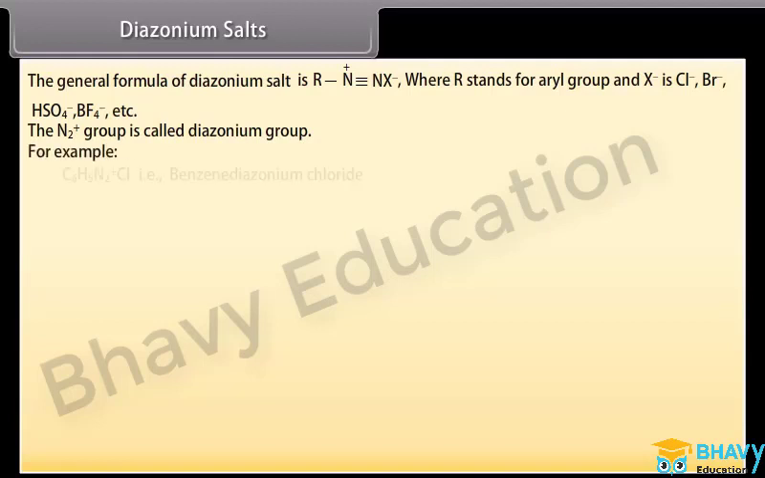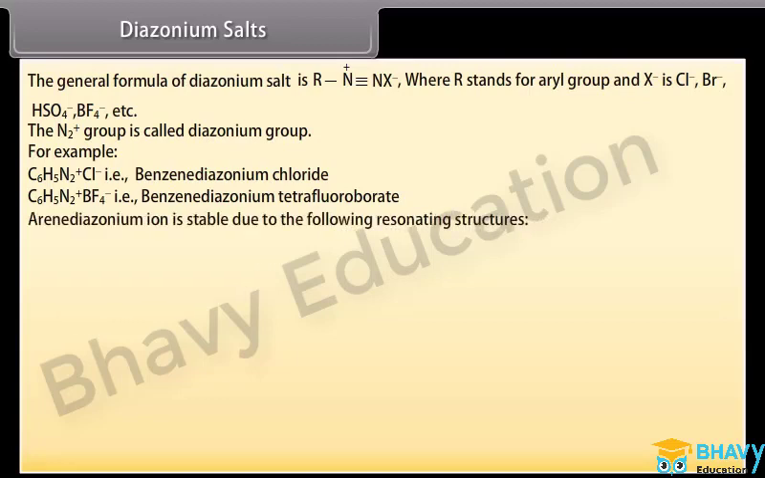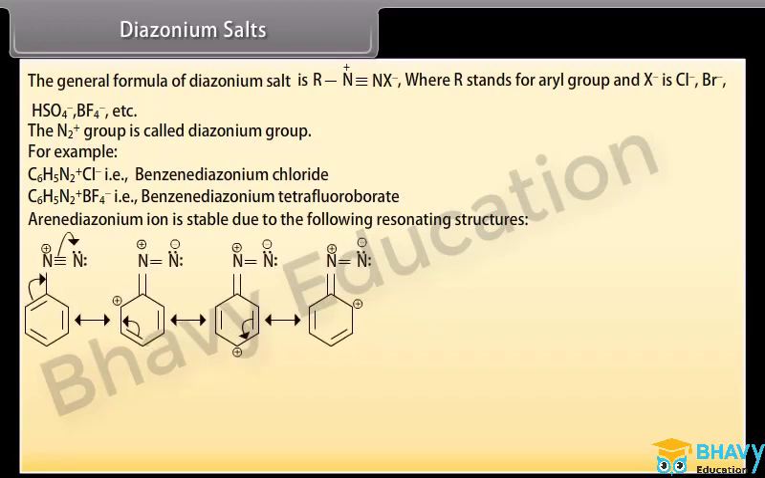For example, C6H5N2+ Cl-, that is benzene diazonium chloride. C6H5N2+ BF4-, that is benzene diazonium tetrafluoroborate. Arene diazonium ion is stable due to the following resonating structures.